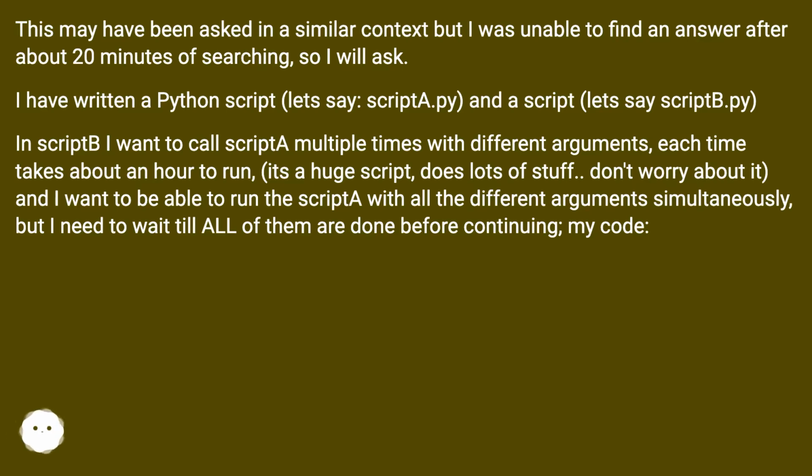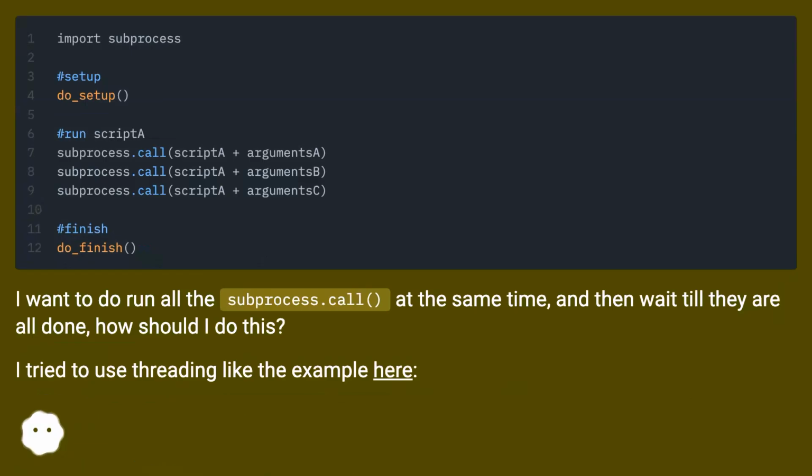Don't worry about it, and I want to be able to run the scripta with all the different arguments simultaneously, but I need to wait till all of them are done before continuing my code. I want to run all the subprocess.call at the same time, and then wait till they are all done. How should I do this?